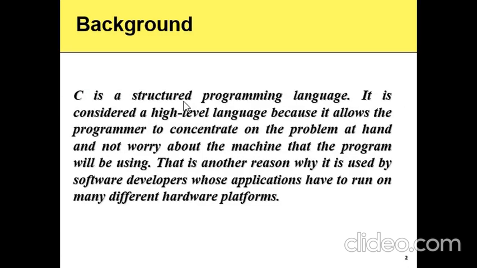Next, C is a structured programming language. It is considered a high-level language because it allows the programmer to concentrate on the problem at hand, not worry about the machine that the program will be using. That is another reason why it is used by software developers whose applications have to run on many different hardware platforms.